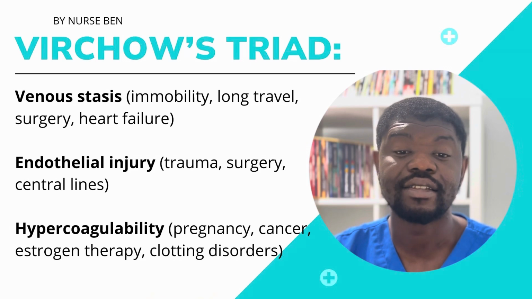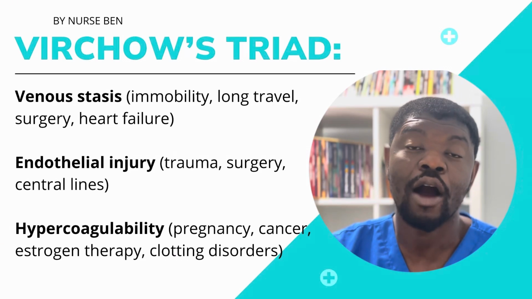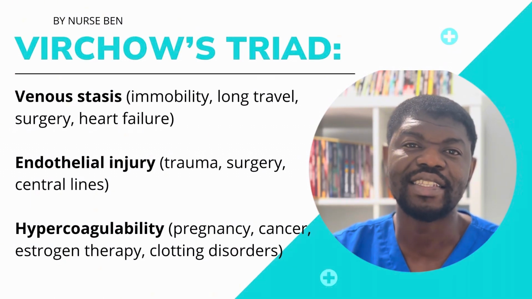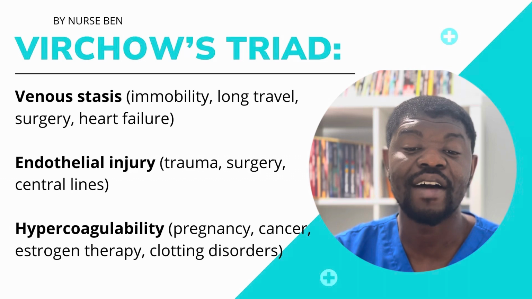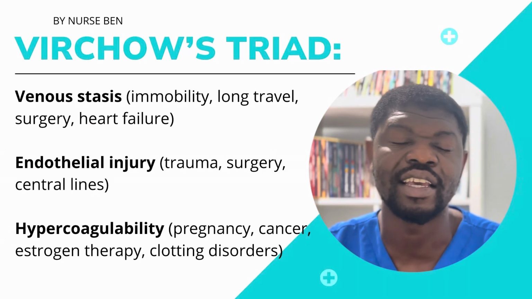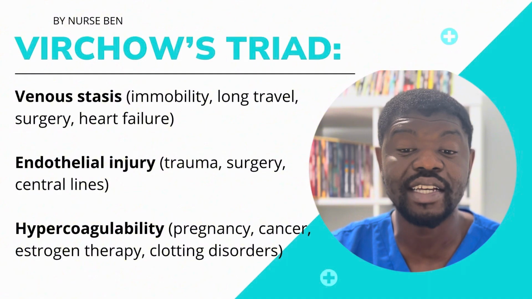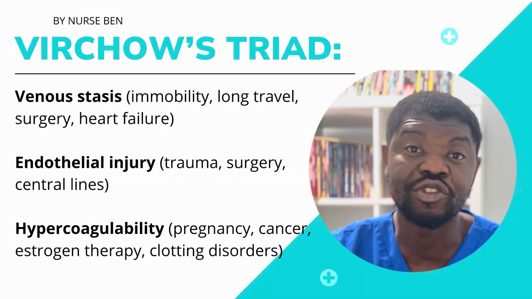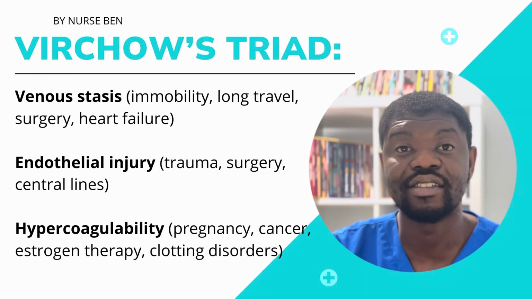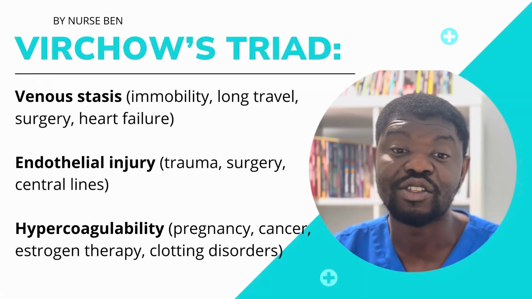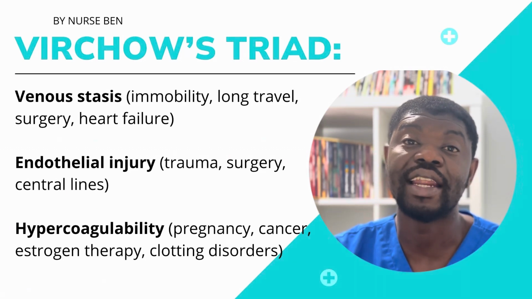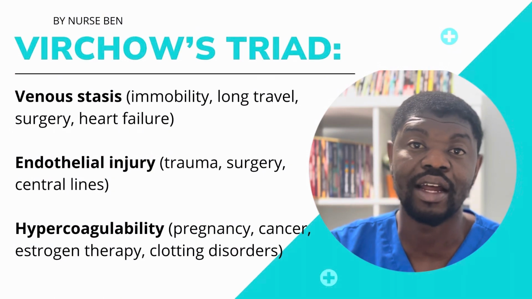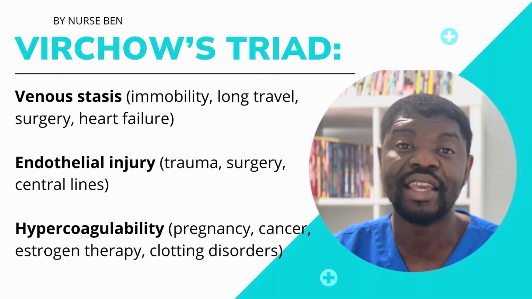The third thing is a state of hypercoagulability. So there are certain states that, when you are in them, increase your chances of having clots. So for instance, pregnancy, it comes with reduced movement. In pregnancy, it's usually the third trimester where you have reduced movement. Some cancers, estrogen therapy, and some clotting disorders can give you an increased risk of a DVT because in that state you are hypercoagulable. That means that your blood can clot very easily.